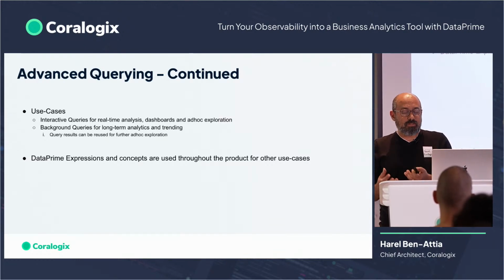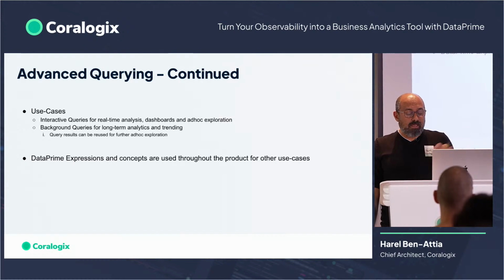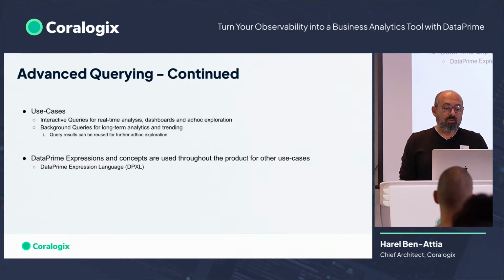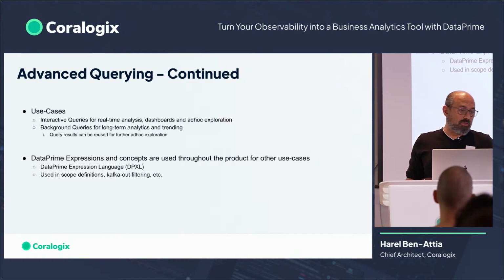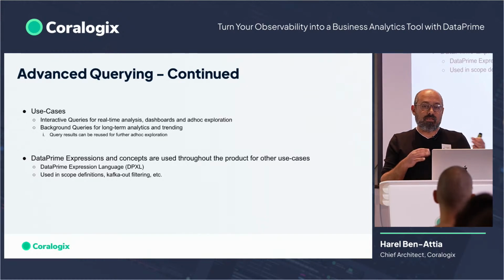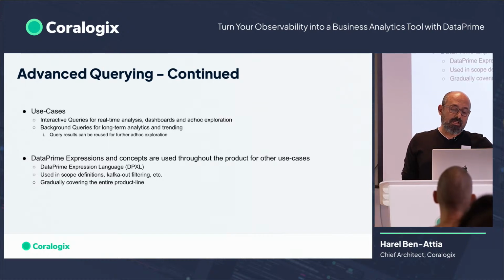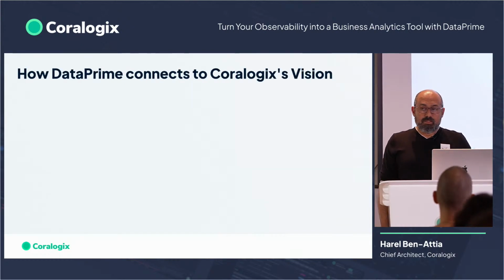And something else with regard to the DataPrime engine in general: the part related to the expressions and the expressive power that DataPrime provides, and the concepts behind it, are actually used throughout the product for many other use cases. We call it DPXL, the DataPrime expression language. It's already being used in scope definitions and in filtering Kafka out. You can configure the Kafka out to provide an actual DataPrime expression of what you want to push out. You don't want to push the entire data in most cases, yeah? And this is gradually covering the entire product line, in other places as well.